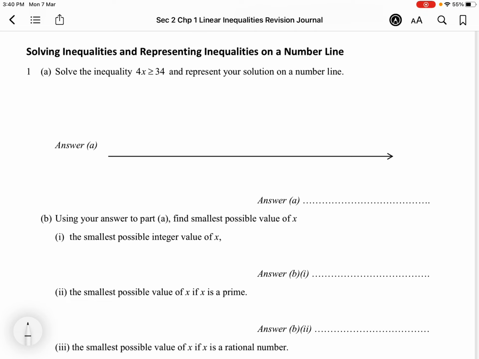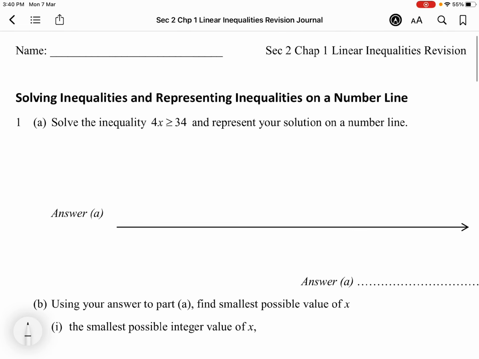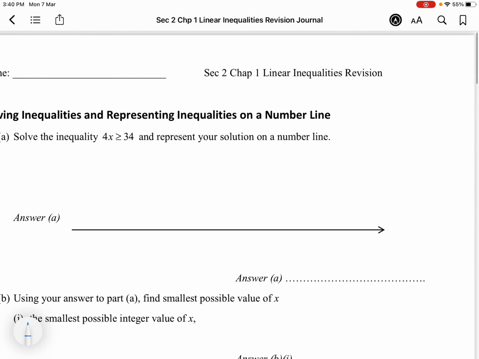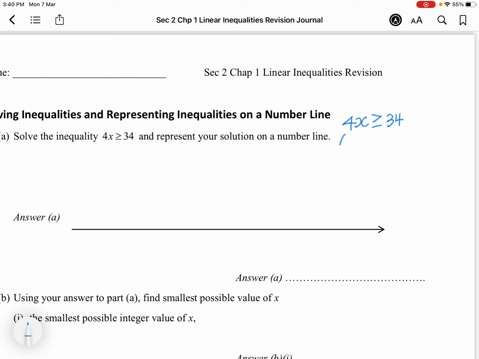Question say, solve the inequality 4x greater than or equal to 34, and then you need to represent your solution on a number line. So now how do we work out the answers for this? We will start off with 4x to be greater than or equal to 34. Now what we're going to do, we're going to find x. How do we get rid of 4? We need to divide by 4 on both sides.